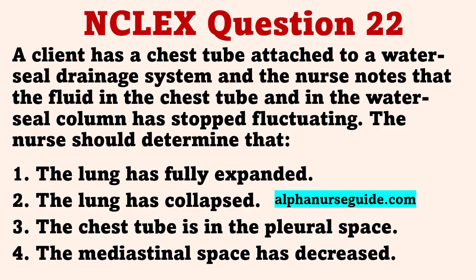Fluid fluctuation occurs because, during inspiration, intrapleural pressure exceeds the negative pressure generated in the water seal system. Therefore, drainage moves toward the client. During expiration, the pleural pressure exceeds that generated in the water seal system, and fluid moves away from the client. When the lung is collapsed or the chest tube is in the pleural space, fluid fluctuation is likely to be noted. The chest tube is not inserted in the mediastinal space.